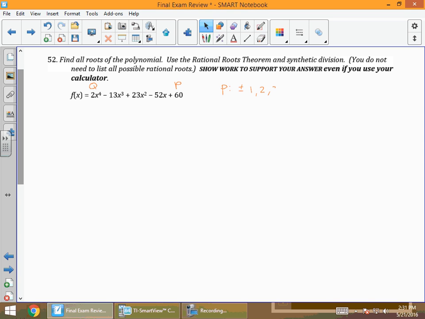1, 2, 3. Does 4 divide into 60? Sure does. 5, 6, 7 does not. 8. No, 9, no, 10. 11, 12 does. 13, 15 does.